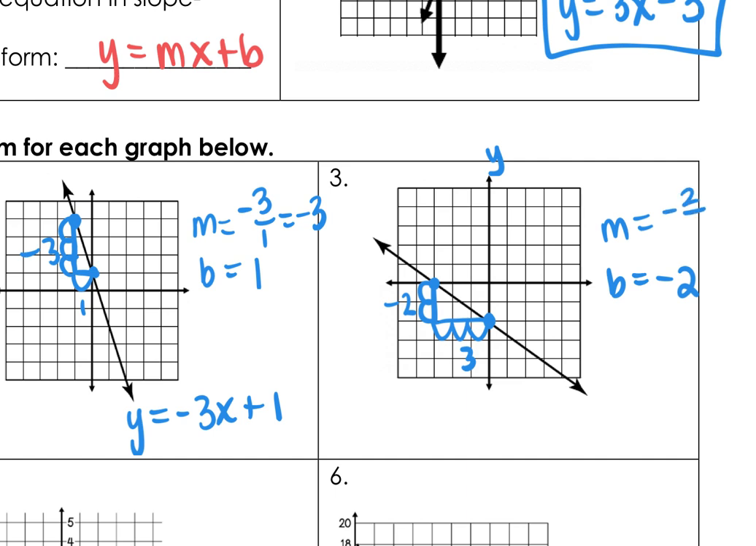So my slope is negative 2 over 3. My y-intercept is negative 2. So that makes the equation y equals negative 2 over 3x minus 2.